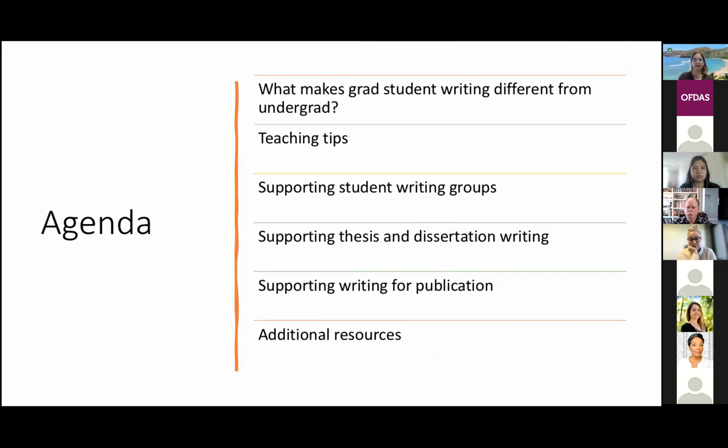So our agenda for today is that we will start with just a bit of an overview, kind of a little lecture on what makes grad students different from undergrads when it comes to writing. Because sometimes we forget that graduate school is a very different thing than undergraduate programs. And so even students who were good writers as undergrads may suddenly realize in grad school that there's different things for them to do. We'll give you a few teaching tips, things that you can work into your own practice.